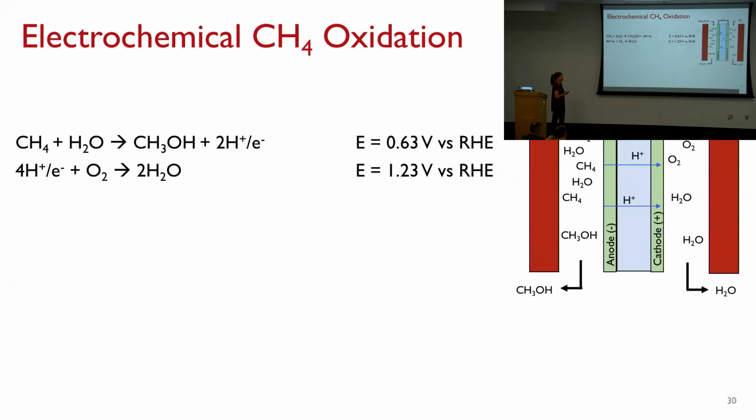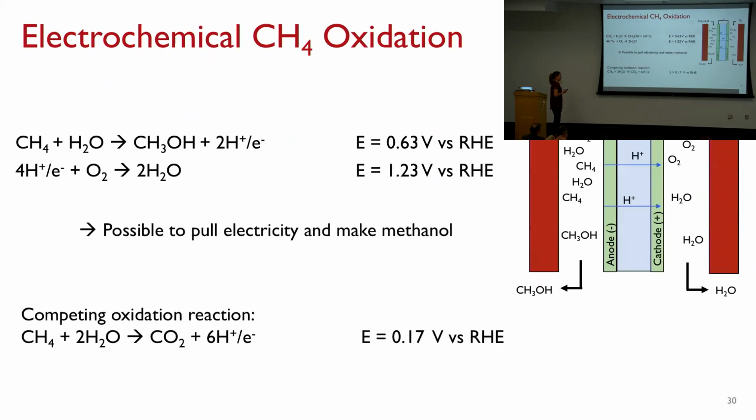The nice thing about this reaction is that we could turn methane into our valuable chemical, methanol, while at the same time getting 0.6 volts of electricity out of the process. So we have the possibility to pull electricity and make methanol.